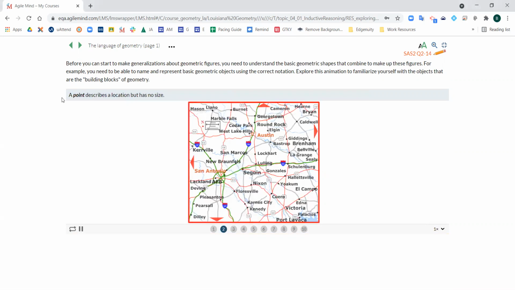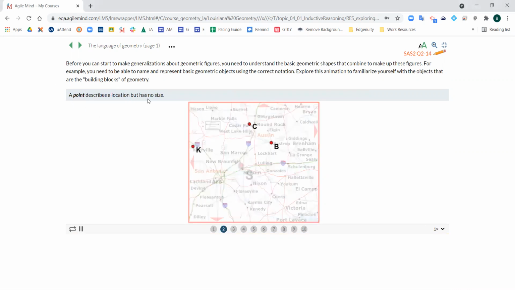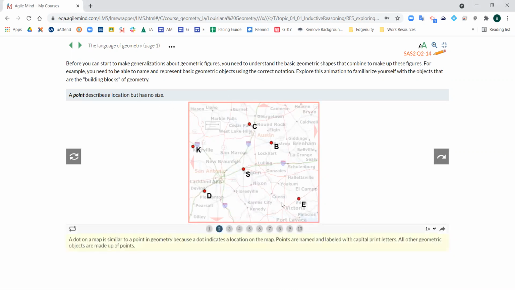A point describes a specific location. It just doesn't have any size. So if you think about points on a map, when you're putting directions into your phone, it'll show the little location where you are. That location doesn't have size, it doesn't have area or dimension or anything like that, but it is your exact location. So that's what a point is. And we label points with capital letters. So you're always going to see a point with a capital letter next to it.